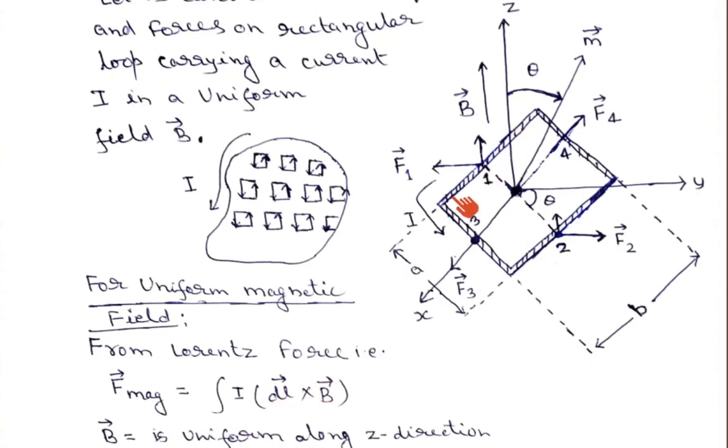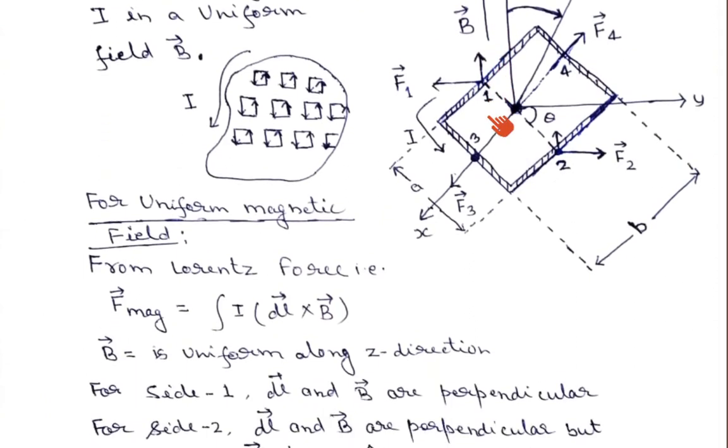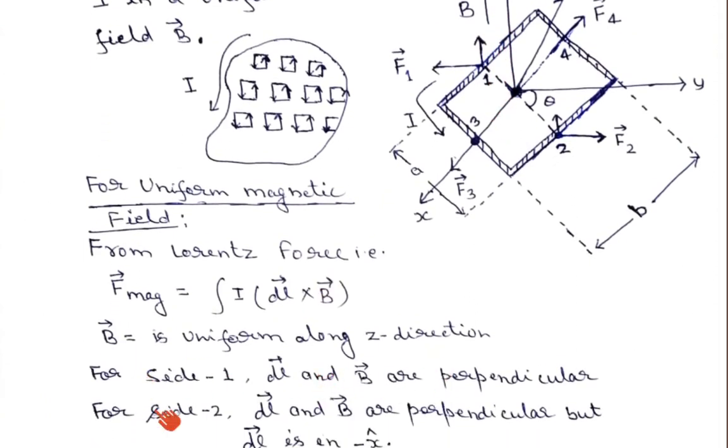If you see for side 1, the dl vector is along the x direction, the x unit vector, and the B vector is along the z direction. For side 2, the dl vector and the B vector are perpendicular, z direction and x direction. But here for side 2, the current, basically the dl vector, is along the minus x unit vector, and B is along the z direction, so they are perpendicular but in the opposite direction.